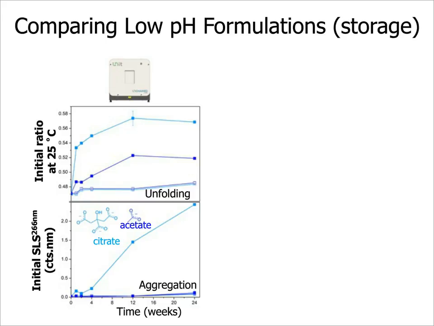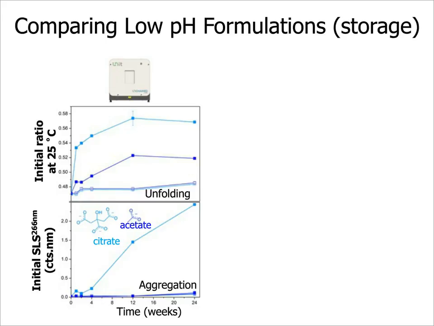The bottom panel, you can see we're looking at the light scattering data. All the traces are pretty flat, with the exception of citrate, which you can see increases dramatically. So even after a period of 4 weeks, it's got a huge light scattering signal compared to all the others. This indicates that the protein is aggregating significantly.